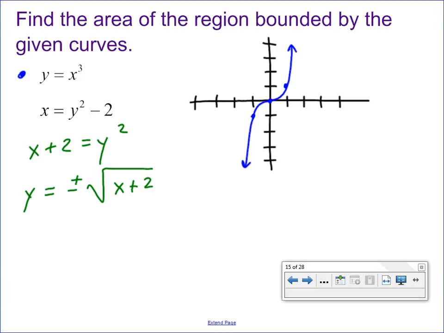Our second boundary curve in green is a sideways parabola, opens to the right, vertex shifted to the left 2 units. Let's try that. So here we go. If I plug in (-2, 0), then I get 0, and negative 1 would be 1. You guys getting that? And negative 1?